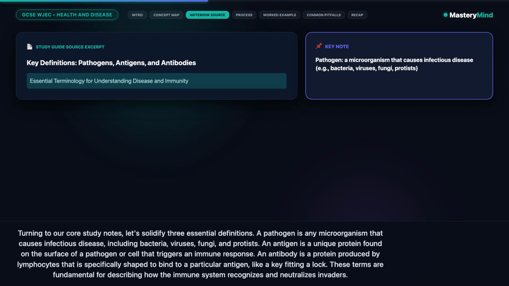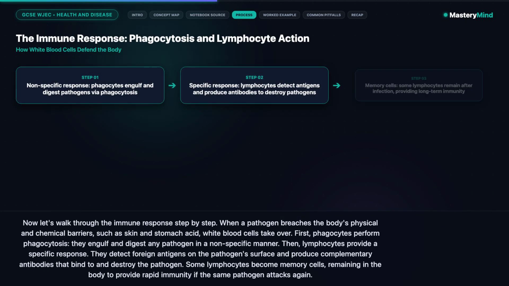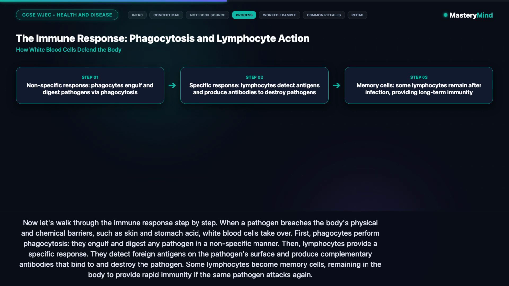Now let's walk through the immune response step by step. When a pathogen breaches the body's physical and chemical barriers, such as skin and stomach acid, white blood cells take over. First, phagocytes perform phagocytosis. They engulf and digest any pathogen in a non-specific manner. Then, lymphocytes provide a specific response. They detect foreign antigens on the pathogen surface and produce complementary antibodies that bind to and destroy the pathogen. Some lymphocytes become memory cells, remaining in the body to provide rapid immunity if the same pathogen attacks again.